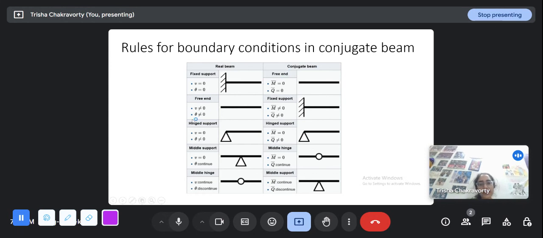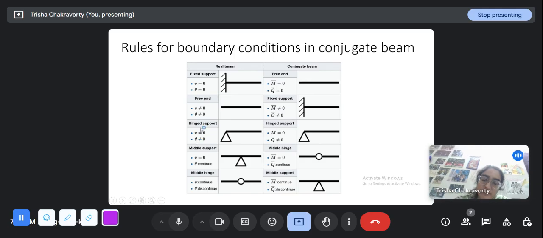And a free end where V is not equal to 0, theta is not equal to 0, it becomes a fixed support where the moment is not equal to 0 and the shear is not equal to 0. So there will be some support reaction, some support shear force, some support moment. A hinge support remains a hinge support.